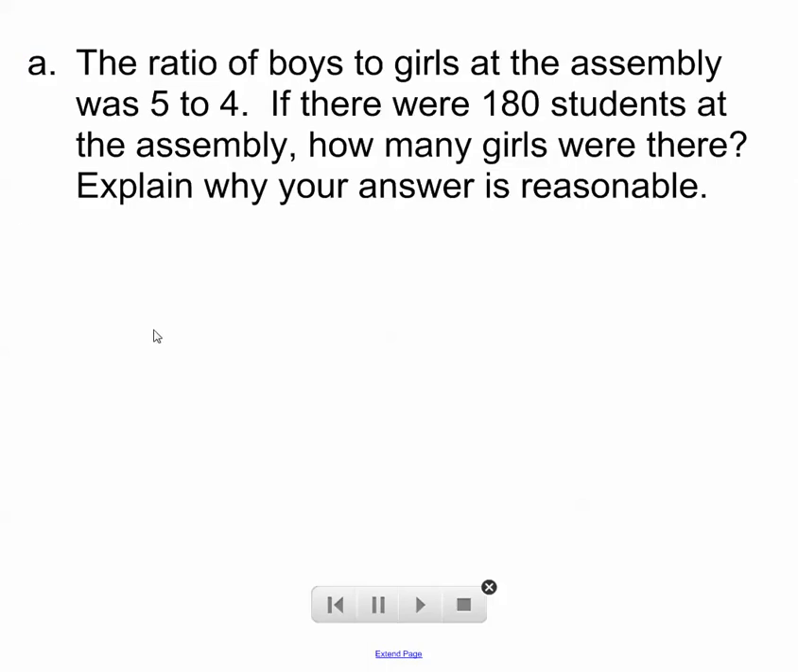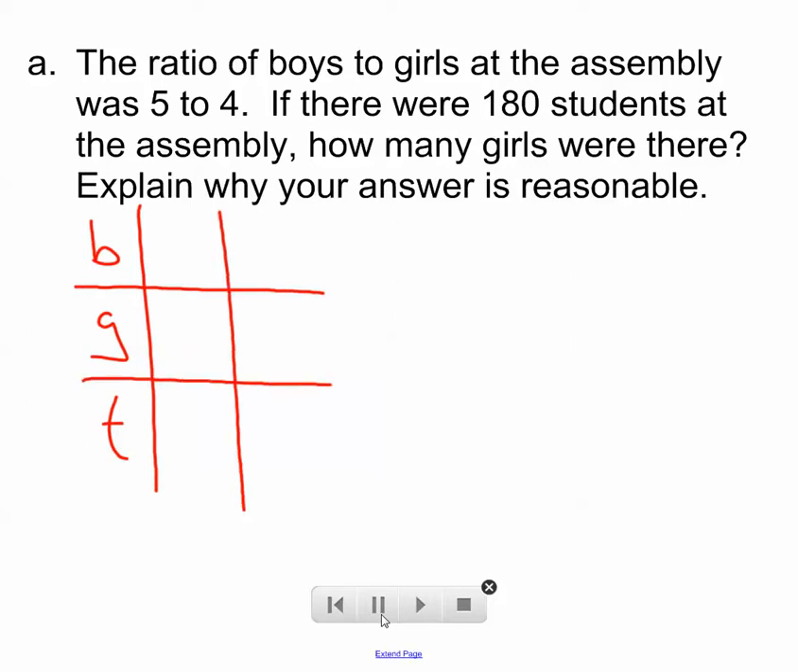The ratio of boys to girls at the assembly was 5 to 4. If there were 180 students at the assembly, how many girls were there? Explain why your answer is reasonable. Okay, so here's what we're going to do. We're going to do this little tic-tac-toe chart, and on it, we're going to include boys, girls, and the total between them. They gave me a ratio of boys to girls that is 5 to 4.